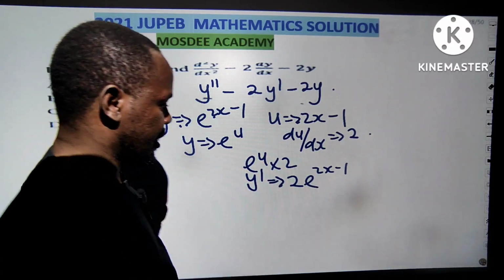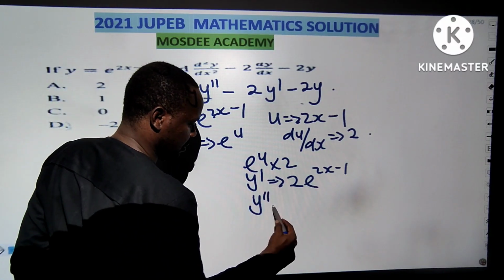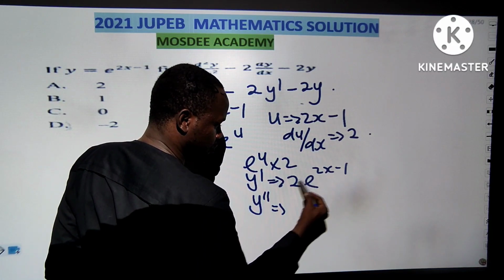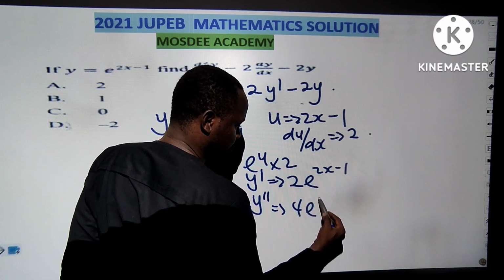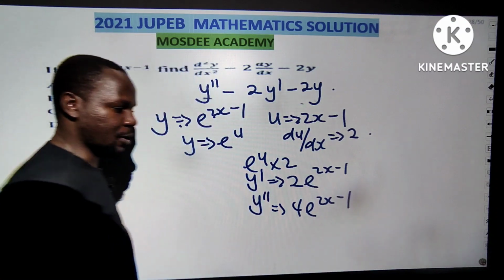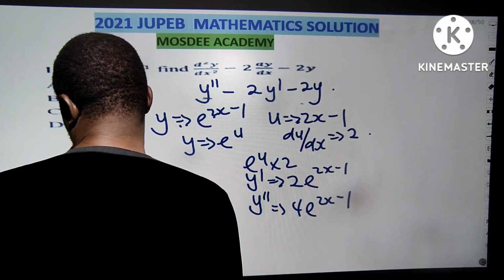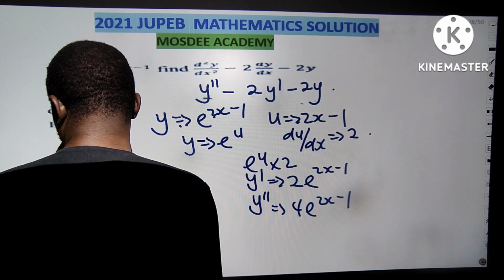So if we go to the next one, if I go for my y double prime, what's the coefficient of this one? 2. 2 times 2 here, 4e raised to power 2x minus 1. I hope you understand that. I said I'm only going to do one.